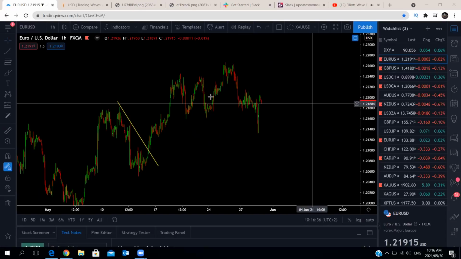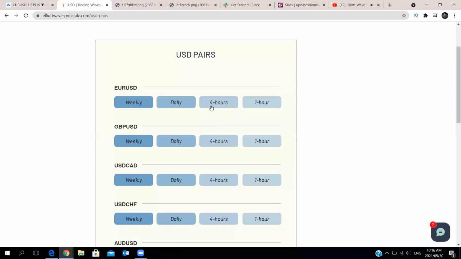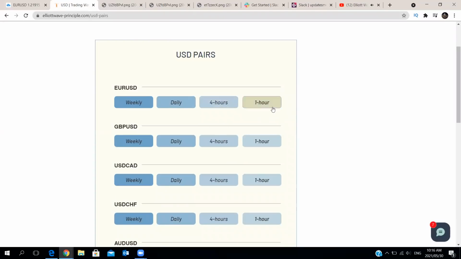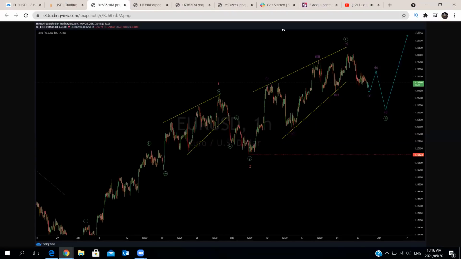But we have to check the 4-hour first. So on the 4-hour, rather the 1-hour first. On the 1 hour, we expected a double correction on the euro as follows. So what has happened on the euro on the 1 hour is that we've got this bounce now. This may not be ready to go as yet.